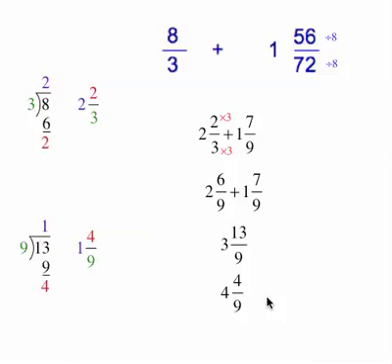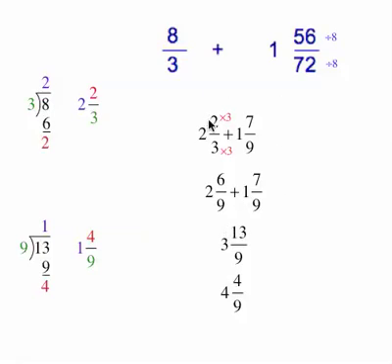Oh, by the way, let's just review our steps. The first thing we did is we reduced. The second thing, we looked for a common denominator. The third thing is we wrote them as equivalent fractions over a common denominator, like 2/3 is equivalent to 6/9. Then we added, and then we reduced. So those are all the steps.